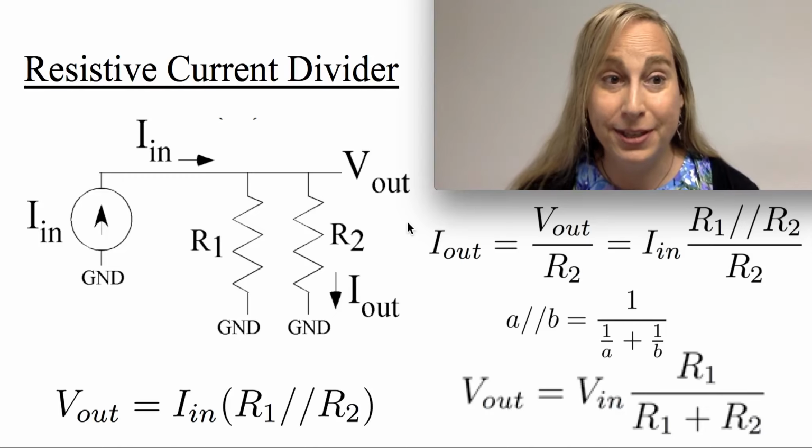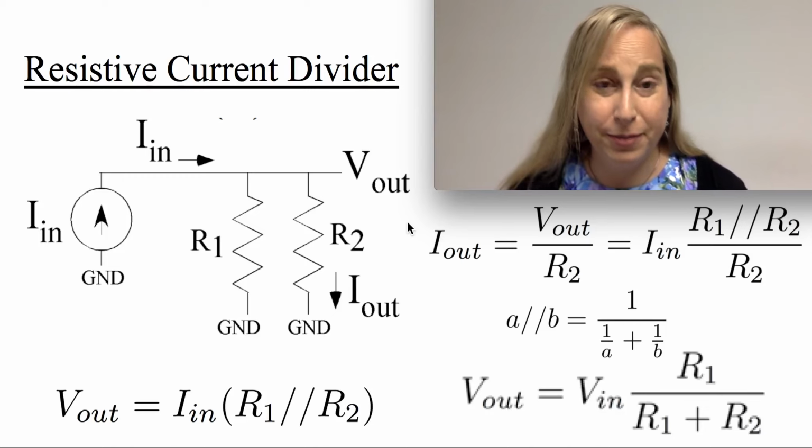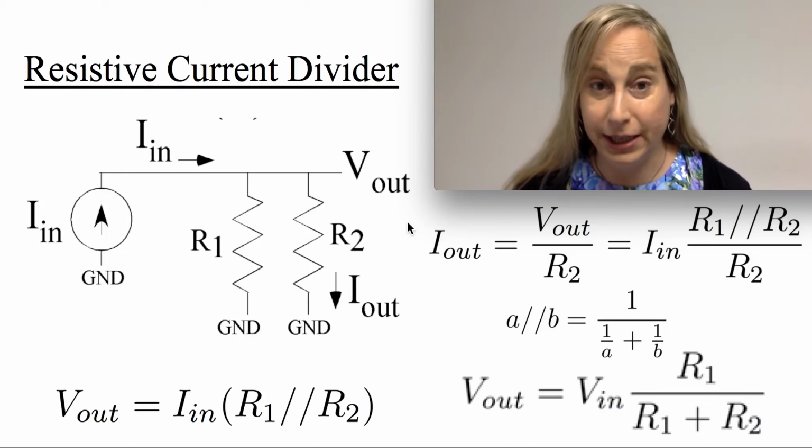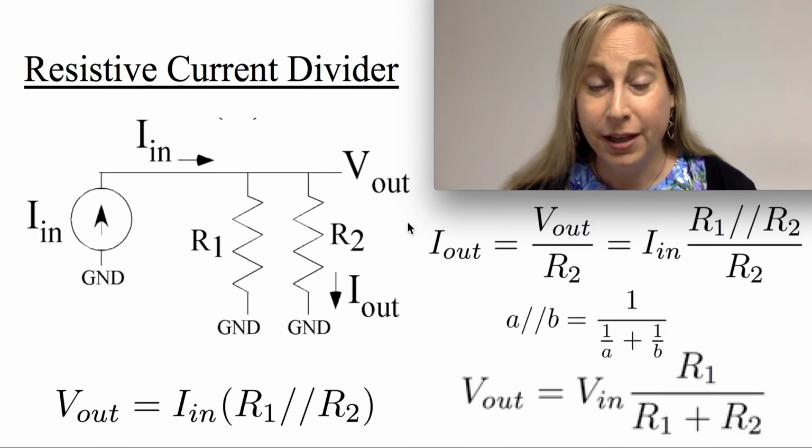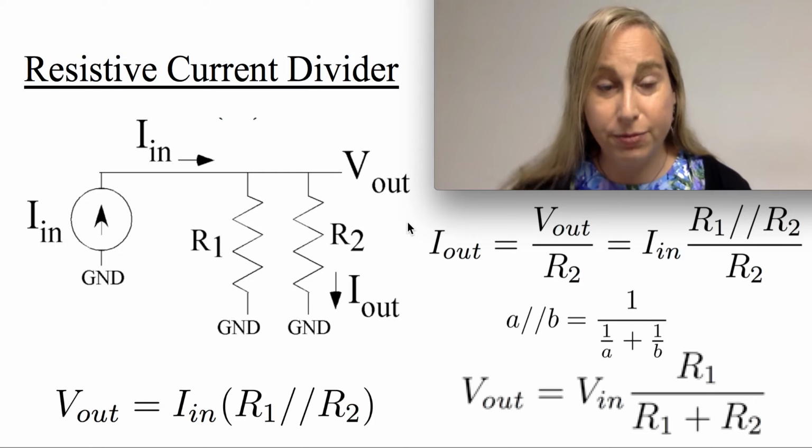So in this lecture, we're going to talk about resistive current dividers. Now, you probably are familiar with maybe a voltage divider, maybe not. But this is kind of the dual of what a voltage divider would be. Normally, we talk about a voltage divider as having a voltage source and then looking at the resulting voltage at the result of a couple resistors that would modify that voltage.